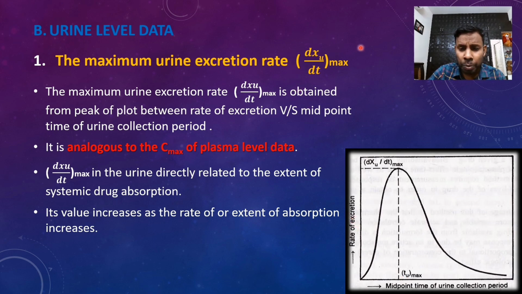So how will this dXu/dt max help us in measurement of bioavailability? This point is analogous to the Cmax of plasma level data. Meaning the Cmax of plasma data is exactly the same as the dXu/dt max of urine data. There, the Cmax was indicating the rate and extent of drug absorption. Here also, this dXu/dt max will indicate the rate and extent of drug absorption. This value will increase as the rate and the extent of absorption increase.